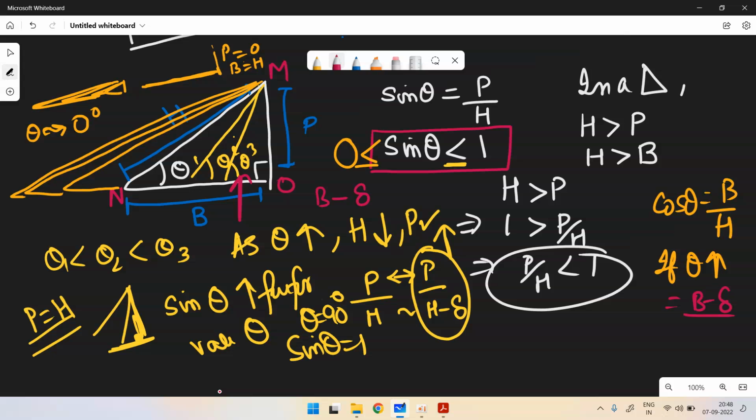If I increase theta, the base will decrease, and there will not be much effect on the hypotenuse. Instead, the hypotenuse will decrease, but not that instantly. So if you increase theta, the value of this decreases.